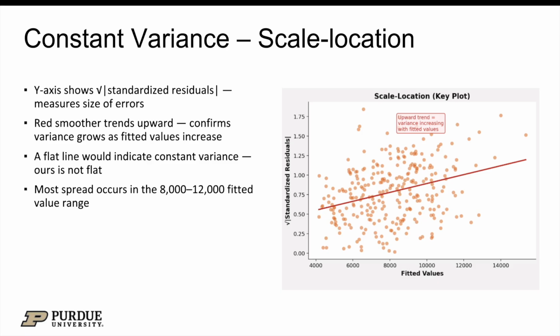Instead, it trends upward from left to right, confirming that errors are getting systematically larger as our predicted crime rates increase. The problem is most pronounced in the 8,000 to 12,000 fitted value range, which corresponds to communities with mid to high predicted crime rates.